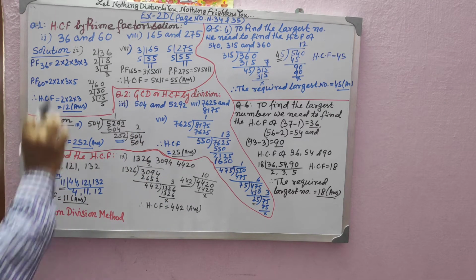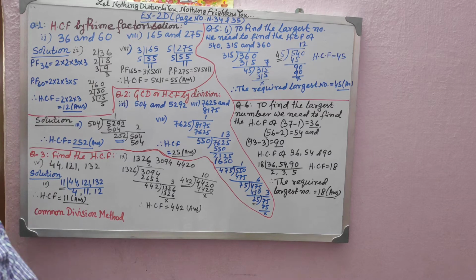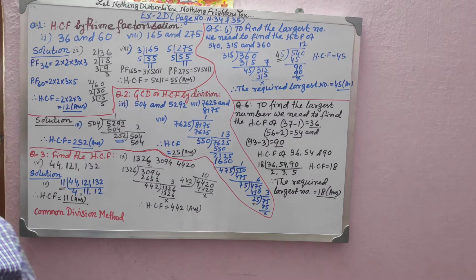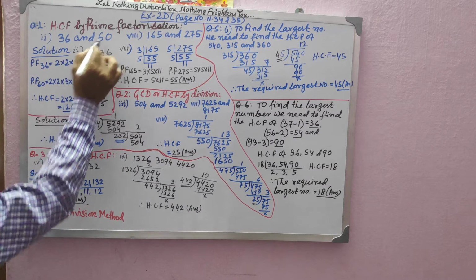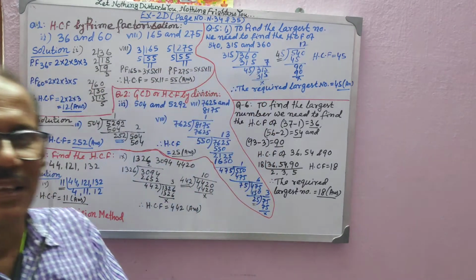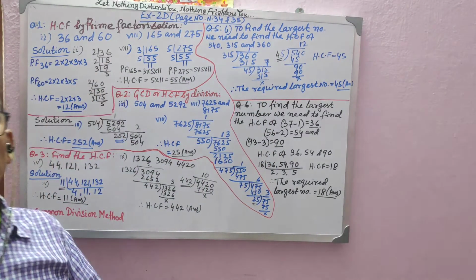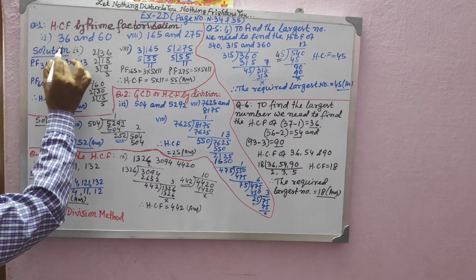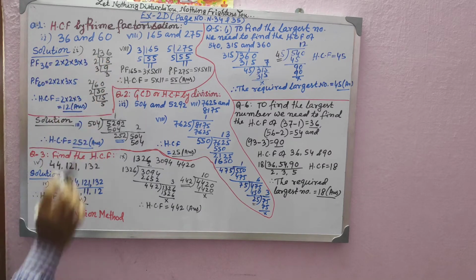Now see prime factorization. How will you do it? You know how to find out the prime factors of any given number. So however many numbers are given to you, separately find out the prime factors. Could you understand? And then the product of the common prime factors of the given numbers will be the H.C.F. Let us do question number 1, second one. The numbers are 36 and 60.